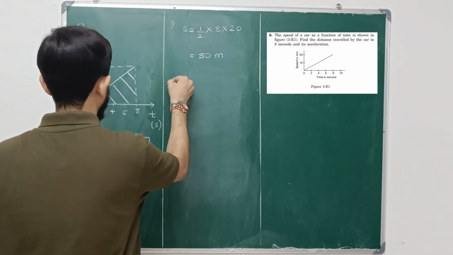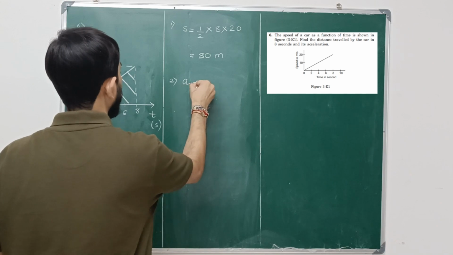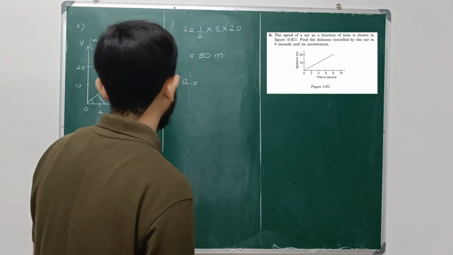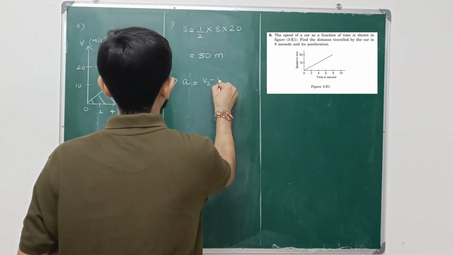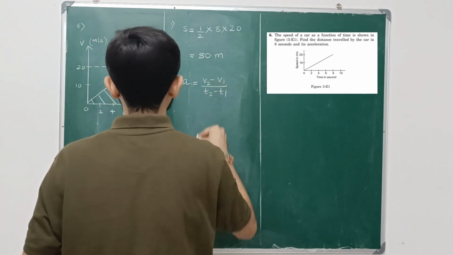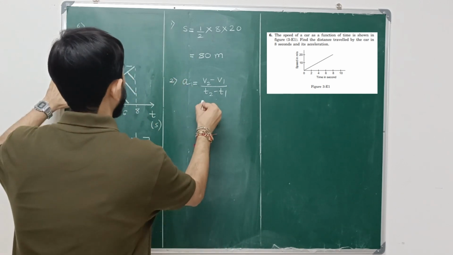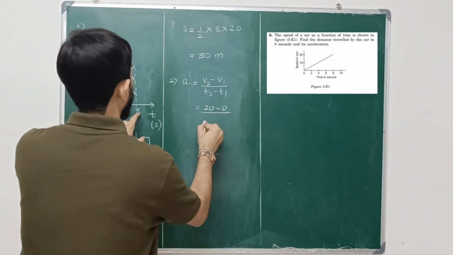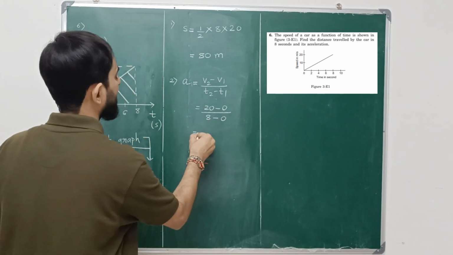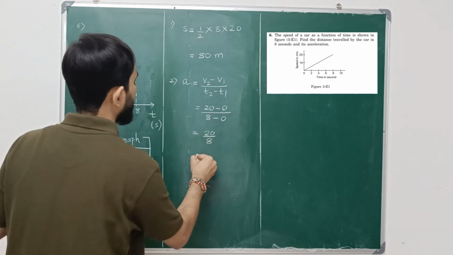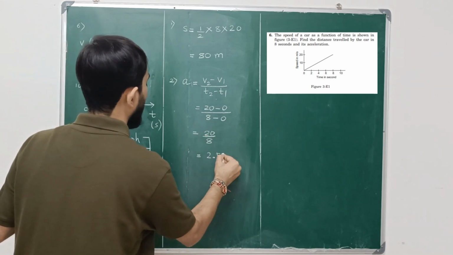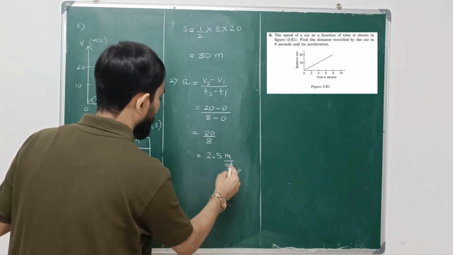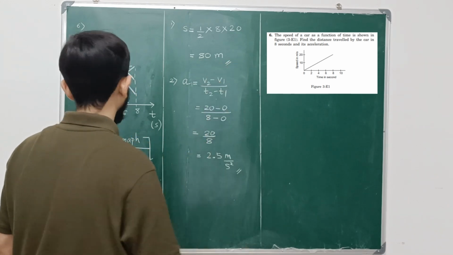Task number 2, we have to calculate acceleration, which is given by the slope of this graph, y2 minus y1 upon x2 minus x1. That is, you could write it as v2 minus v1 divided by t2 minus t1. Sir, what is v2 minus v1? This is 20 minus 0. Simultaneously, the difference of time is 8 minus 0. Yes sir, so this will be 20 over 8, which is 2.5 meter per second square. So acceleration is 2.5 meter per second square and distance covered is 80 meter.